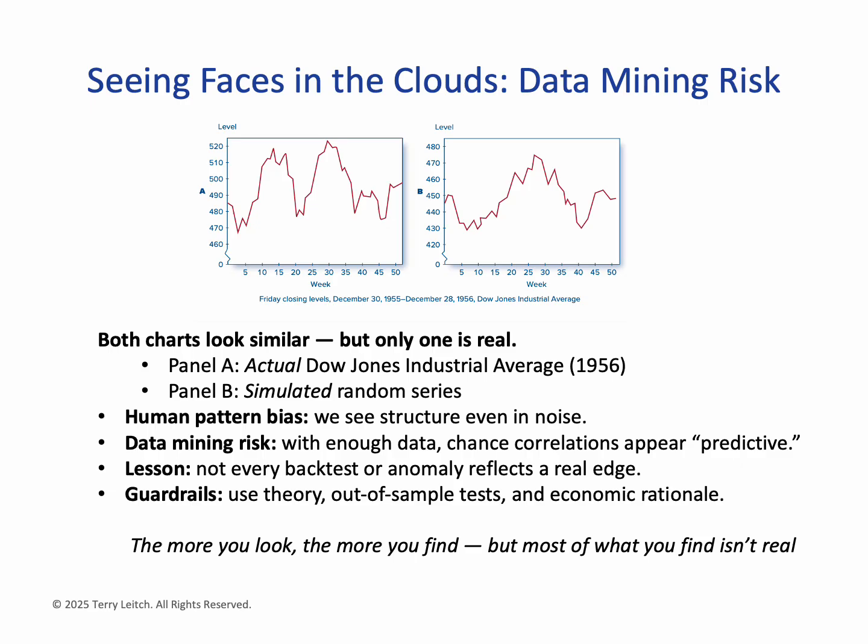What do you think about these two plots? Pretty similar. If I didn't label them, would you know what they are? Well, the one on the left is the actual closing prices for the Dow Jones. The one on the right was generated by a random number generator. So this was done by a computer. This one was done by life.